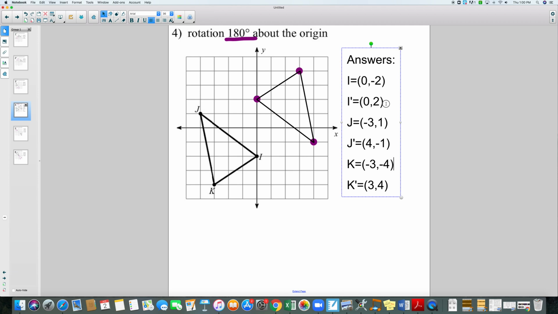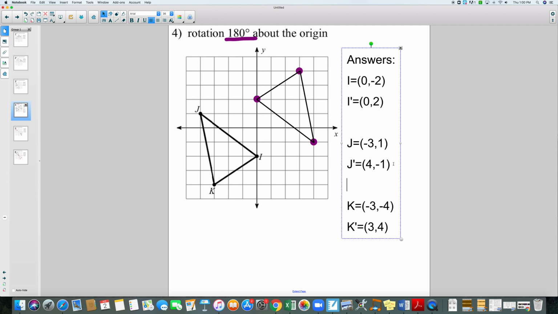All right, let me put a couple spaces in here. Now, for I, our original coordinate was 0, -2. Now look at I prime. Since it's 0, we kept the 0. But then what happens between our original and our prime variable in the coordinates? We went from a negative and it became a positive. Wait, I did something wrong with J, didn't I? Oh, this should be -4. I just realized that.